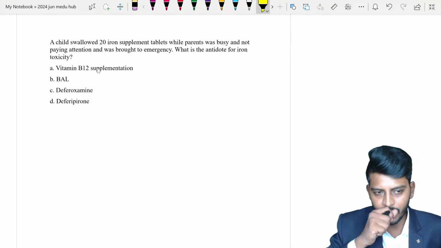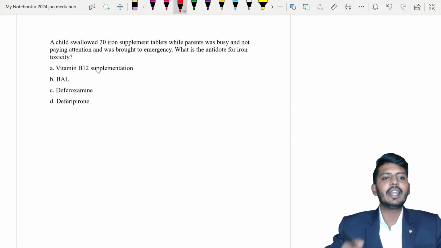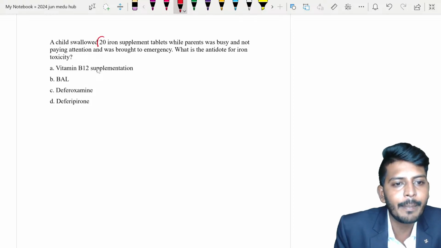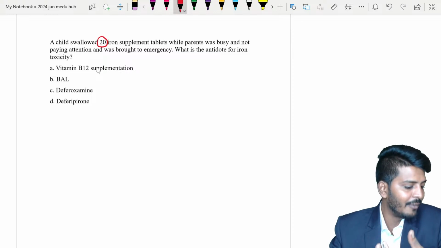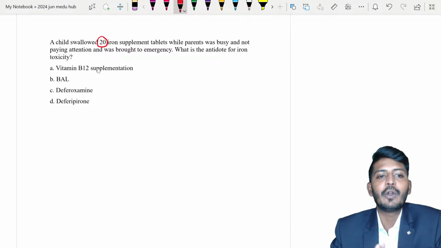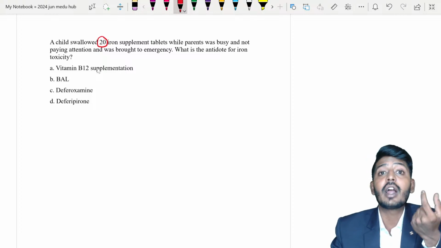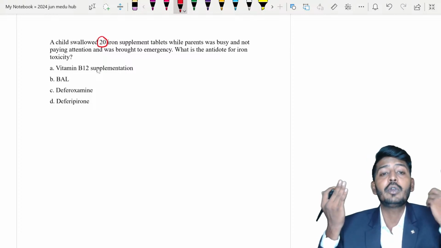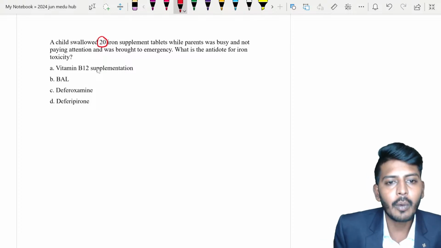So what happened here? Look carefully. This is a child who swallowed how many tablets? 20 tablets. Children are naughty, right? We need to pay attention to them. If we don't pay attention to the children, they will do this kind of thing. After taking the 20 tablets, he was brought to the emergency. So what is the antidote?